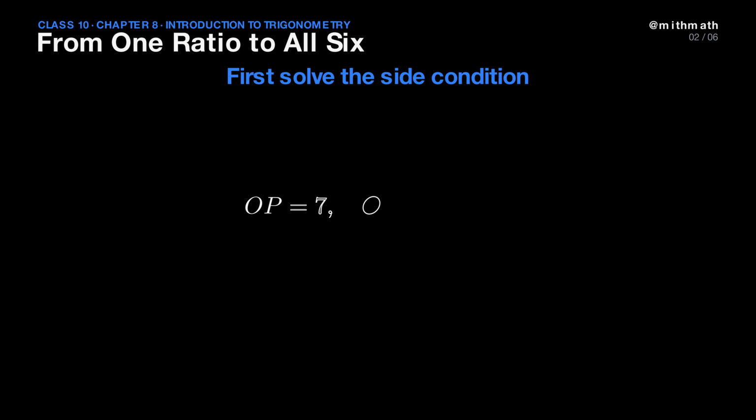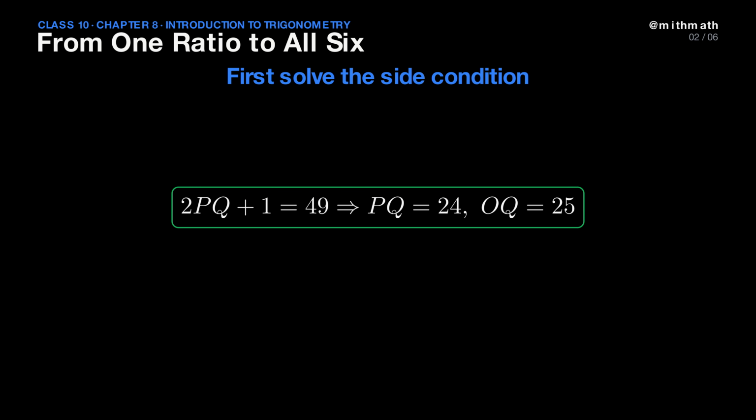When OQ minus PQ is 1, write OQ as PQ plus 1 before using Pythagoras. Expanding and cancelling gives PQ 24 and OQ 25.